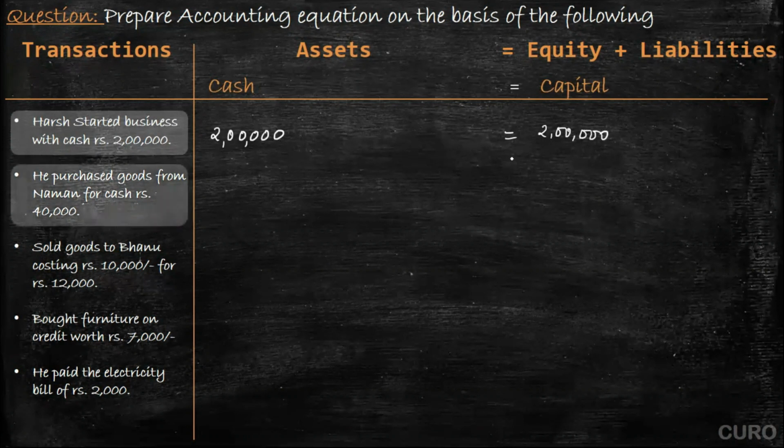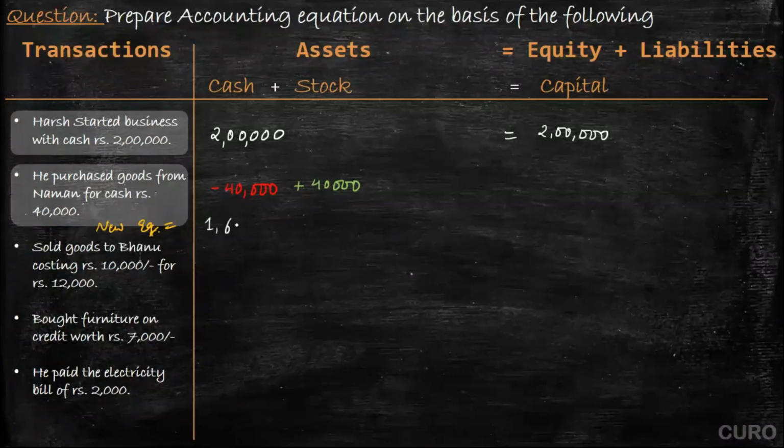Now, the second transaction says that he purchased goods from Naman worth rupees 40,000 by paying him in cash. So, on analyzing the effect of this transaction, we'll find that first a new asset is created, that is the goods, or we call it stock. But second, an asset is decreased, that is the cash. After recording this effect, we will see that the total assets remain unchanged and the equation will appear now as follows. Also, notice that total assets are equal to equity and liabilities and they should remain equal always.